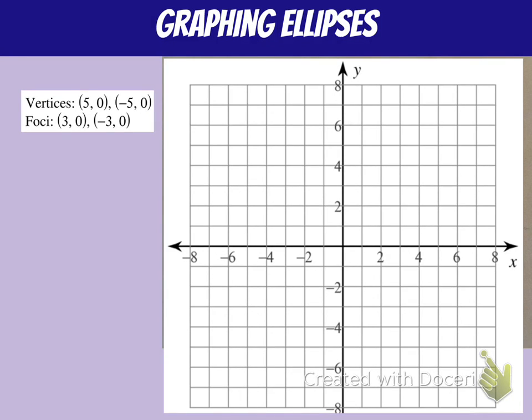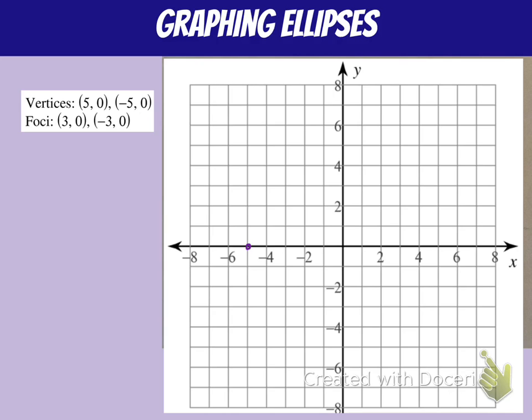So here we are again, and this time we're going to graph this particular ellipse just straight from the vertices and the foci. So here we go. Vertices are going to be at 5, 0 and negative 5, 0. So I'm going to go there first.